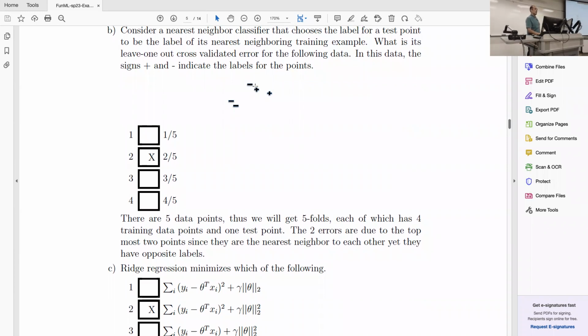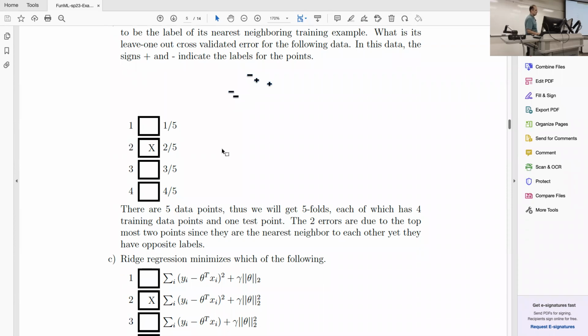So this is 5 folds, and these 2 will always be errors if you use the nearest neighbor. Comparing this with the other ones, it will pick this one as the error. If you pick this one, it will be this one, right? So you have two errors. So 2 out of 5 will be the solution here.